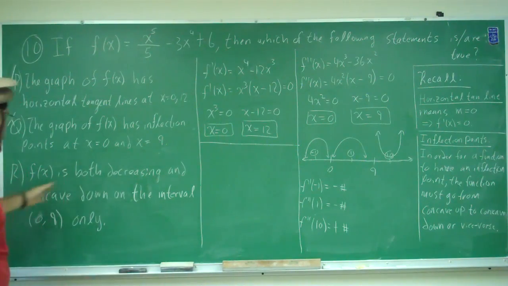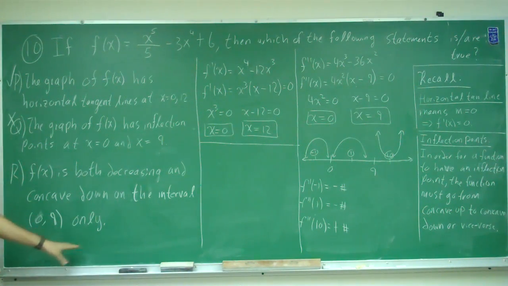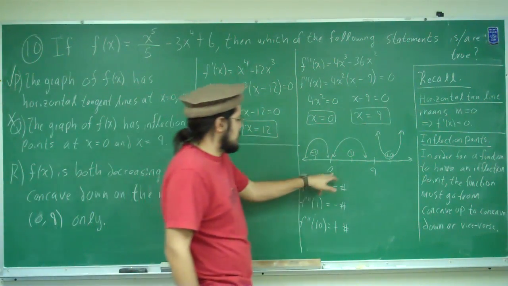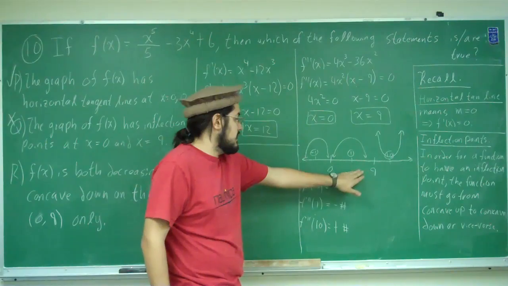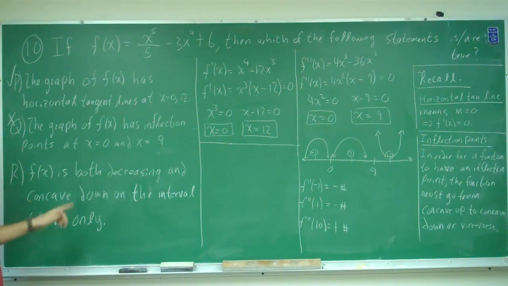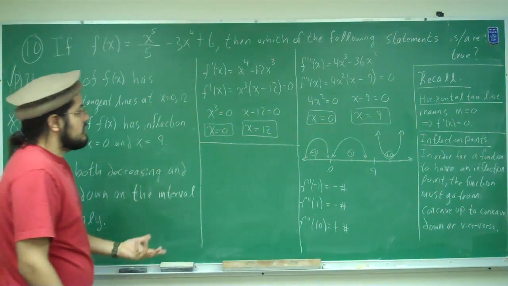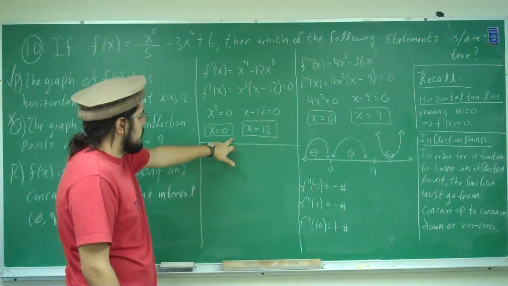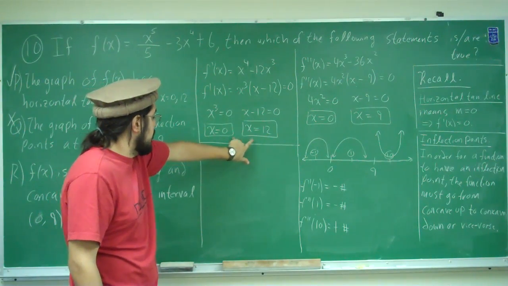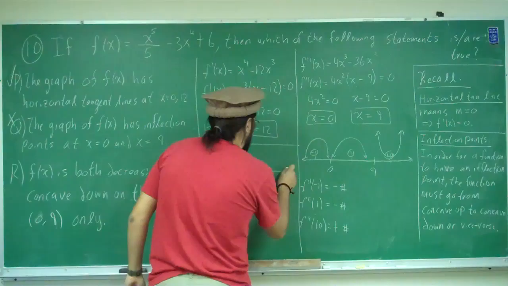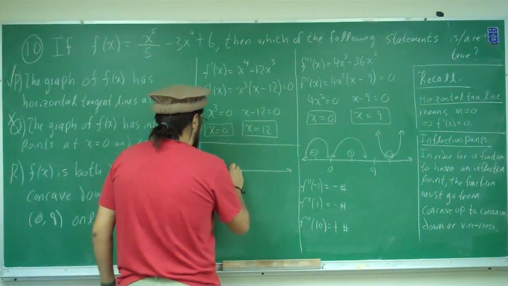Alright, so R. f of x is both decreasing and concave down on the interval 0 to 9 only. Well, we can already agree with concave down on the interval 0 to 9 only. We already computed that, we already saw that. What we need to see is if it's decreasing on the interval 0 to 9. Well, from the first derivative test, we have these two critical points, 0 and 12. So we do another number line here, and we have 0 and 12.